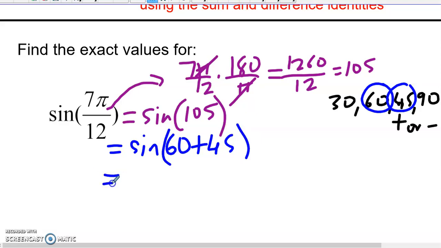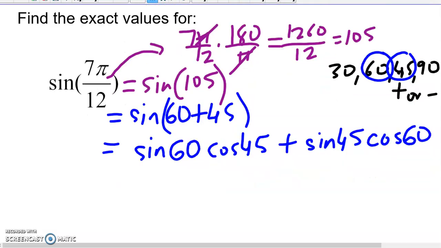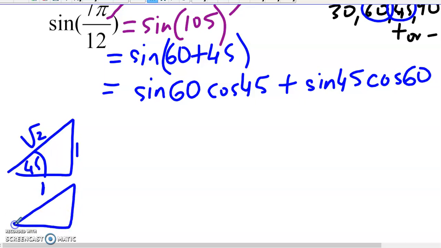And then use the sum identity again. So sine of 60, cosine of 45, and then that is plus sine of 45 and cosine of 60. Okay. Then draw the triangles. So 45 is 1, 1, and square root of 2. And 60 is the long side. Long side is square root of 3.